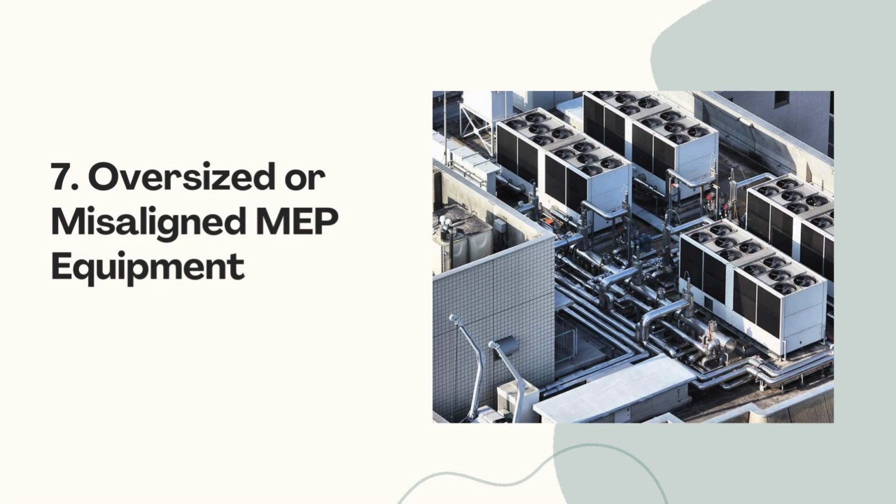The seventh point is oversized or misaligned MEP equipment. Sometimes actual equipment supplied is larger than what was shown in the drawings, especially AHUs, panels, or pumps. What will happen? They won't fit in the space allocated. How to fix this problem? Get manufacturers' shop drawings and ensure coordination before the procurement. Verify the dimensions, clearances, and weights.